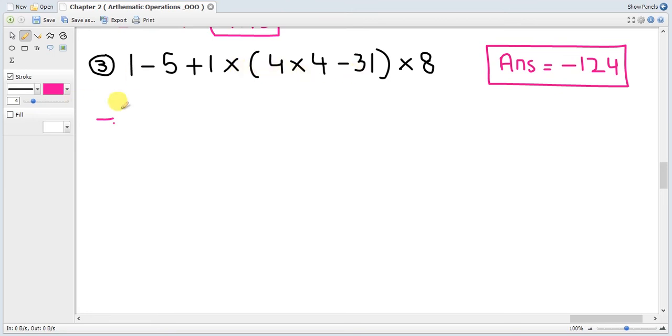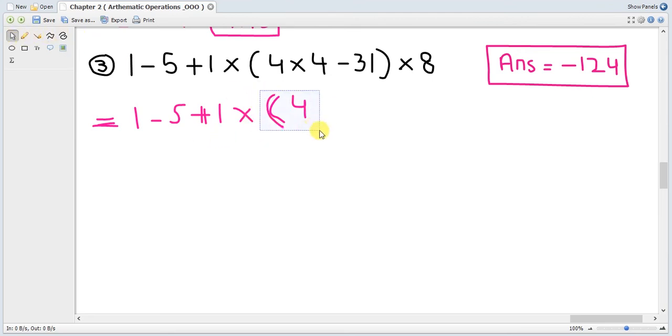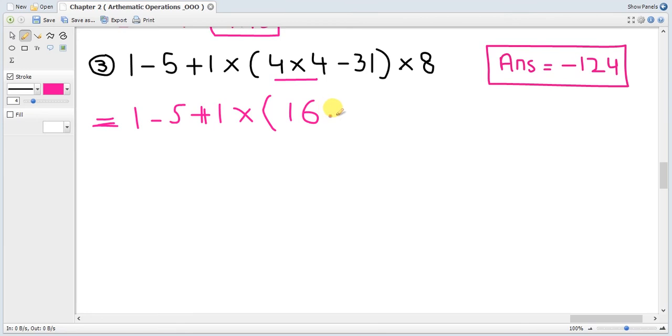So we should go for bracket first. Write the remaining equation as it is, which is 1 minus 5 plus 1 times 4 times 4. Okay, inside the bracket, we are going to solve multiplication first. So 4 times 4 is 16. Take away 31 times 8.